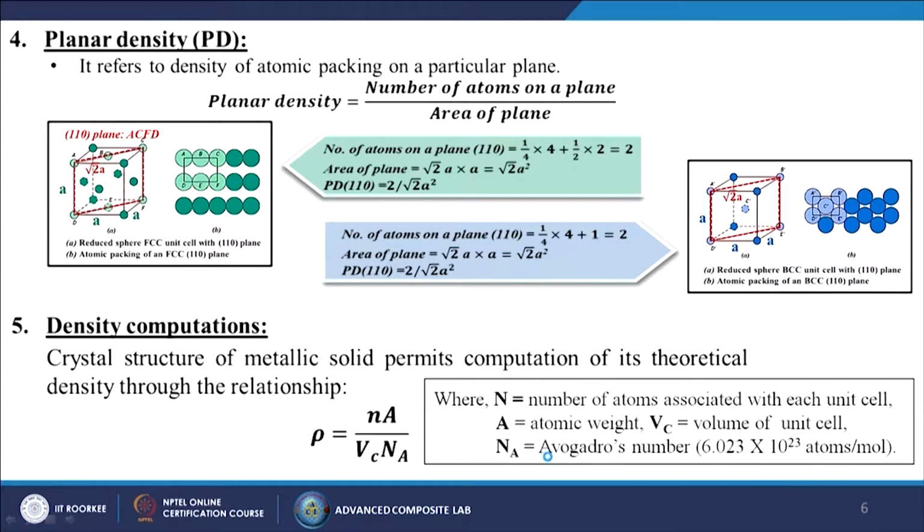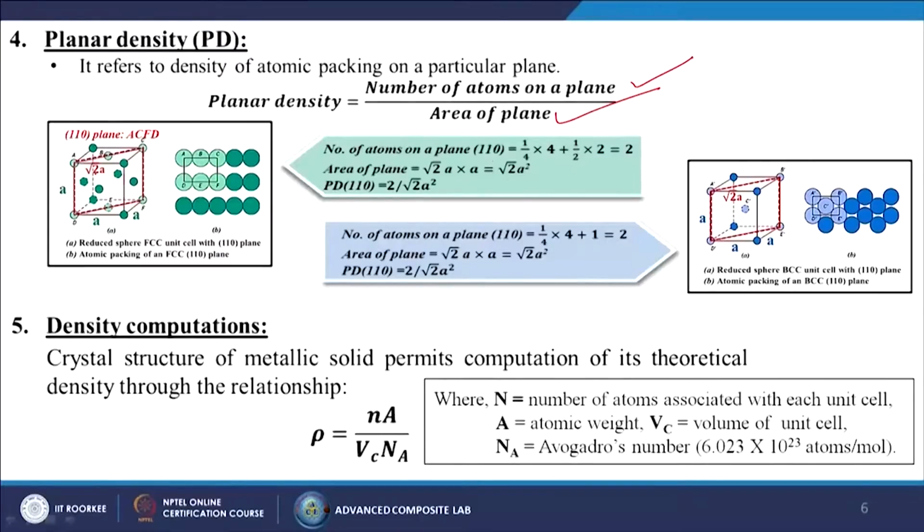So, generally planar density is the number of atoms on a plane divided by the area of the plane. When we are talking about a 110 plane, that is also a cubic structure. Here the 110 plane consists of A, C, F and D. If we take any cube and make a cross section corner to corner, we get this plane.